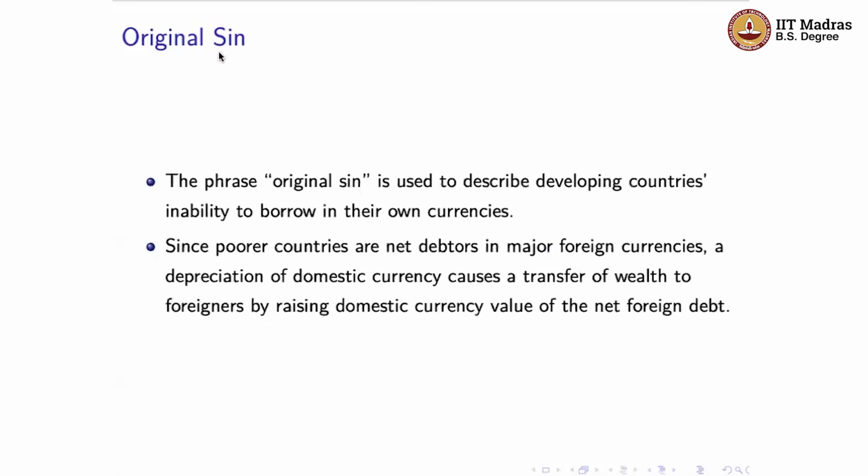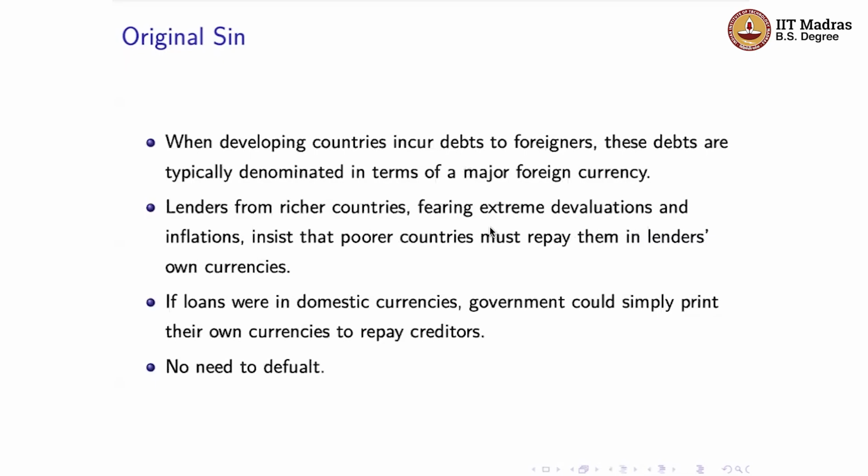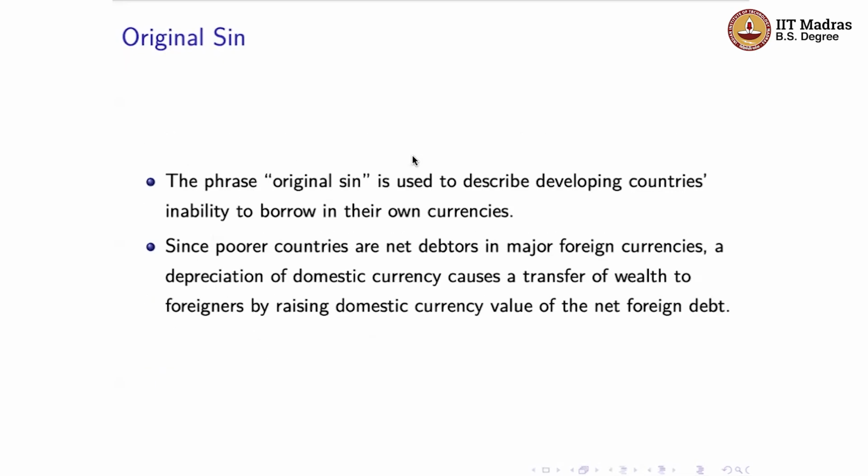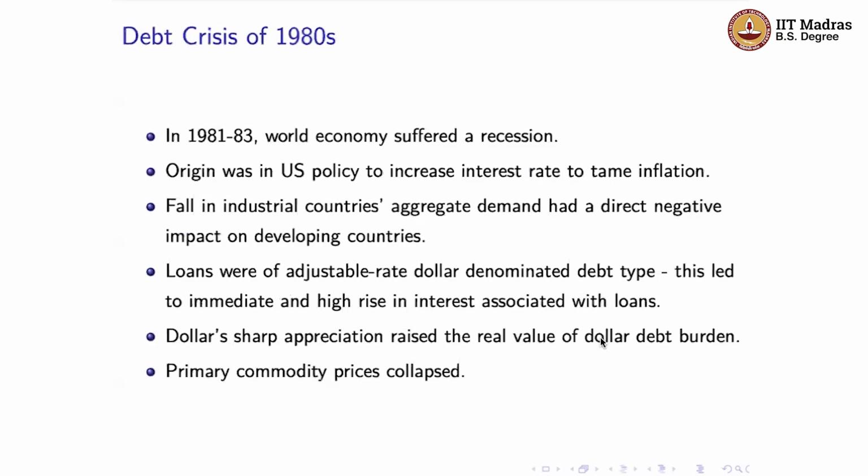So what is the phrase original sin that you often hear in this context? The original sin refers to the fact that developing countries are unable to borrow in their own currencies, right? Because of the reason that we just talked about. And as a result, they are forced to borrow in foreign currencies. And that itself can lead to, as we'll see, a source of financial instability in the system, right? So whenever you have depreciation of the domestic currency, that's going to lead to a transfer of wealth to foreigners by raising the amount of money that has to be paid to service the debt. So that is the context of this debt crisis of the 1980s.